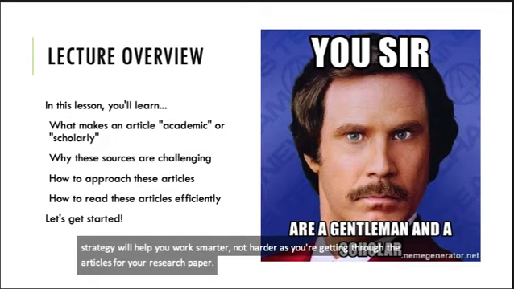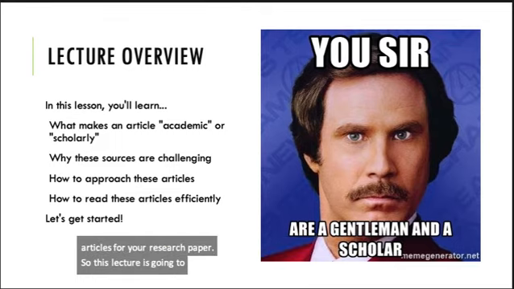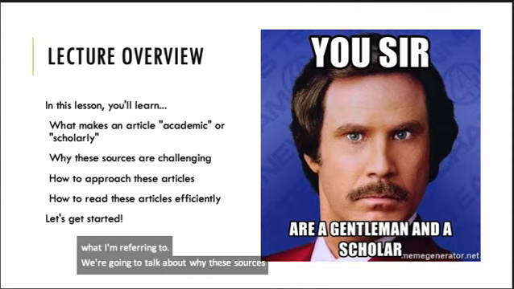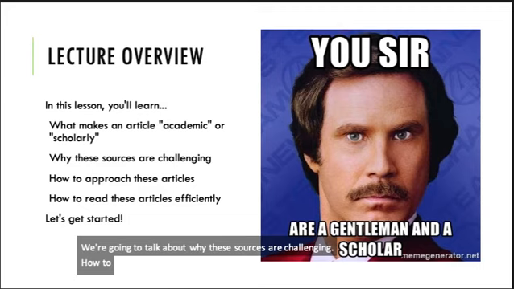So this lecture is going to cover what makes an article academic or scholarly. When I say an academic article or a scholarly article or a peer-reviewed journal article, this is what I'm referring to. We're going to talk about why these sources are challenging, how to approach the articles, how to break them down, and how to read them efficiently. So we're going to get started here.